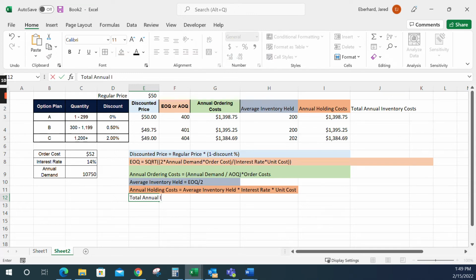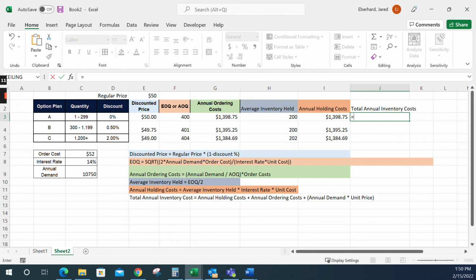Total annual inventory cost simply is going to be my annual holding cost. Let's just work our way backwards down the list, plus my annual ordering costs, plus the actual cost of the material, which is simply my annual demand times my unit price, which in this case is my discounted price, correct? Let's go do the math and see.